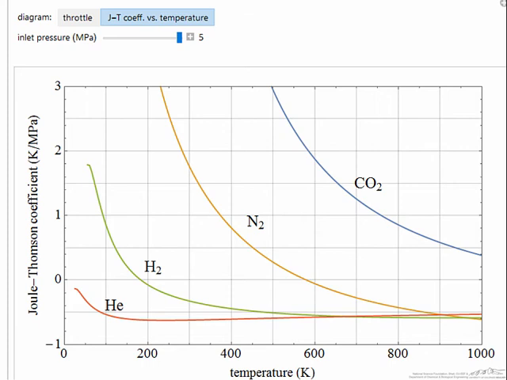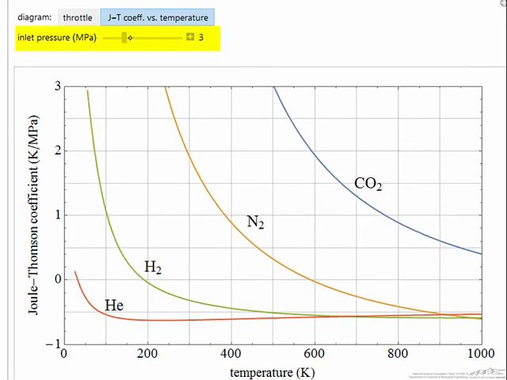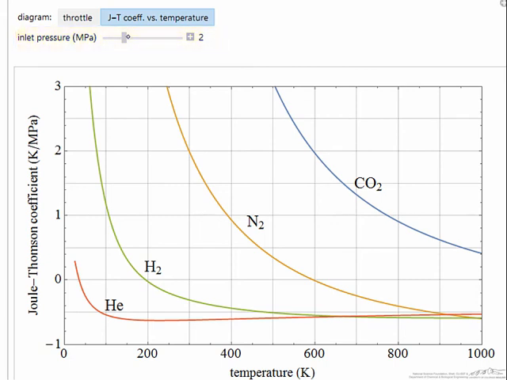And notice for hydrogen over a certain temperature range, the Joule-Thomson coefficient is negative. For helium, it's negative over this entire temperature range. And then as we change the pressure, these curves also depend on pressure. So now helium at this lower inlet pressure, it's positive in some regions and negative in others.